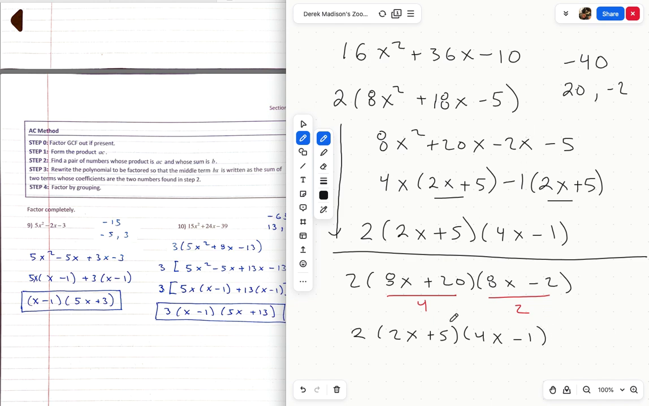So either method works just fine. Pick one of the versions and just get good at that one. Hopefully that helps.